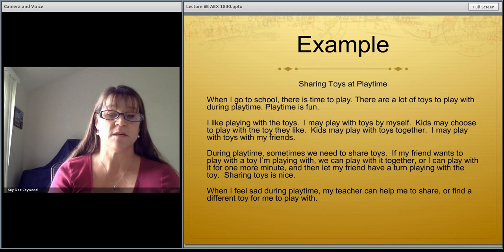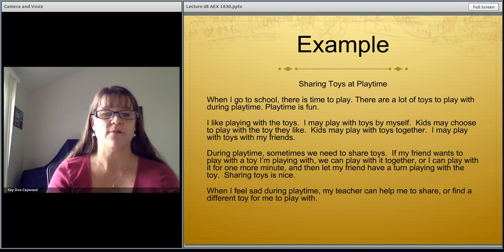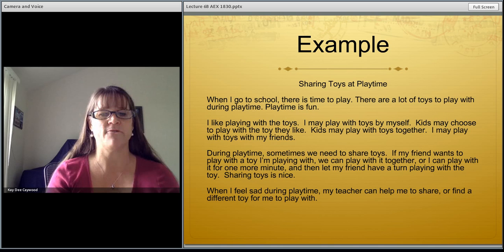During playtime, sometimes we need to share toys. If my friend wants to play with a toy I'm playing with, we can play with it together, or I can play with it for one more minute and then let my friend have a turn playing with the toy. Sharing toys is nice. When I feel sad during playtime, my teacher can help me to share or find a different toy for me to play with.